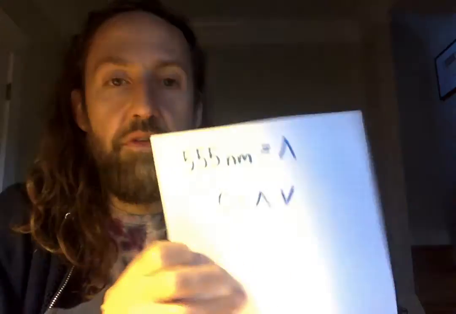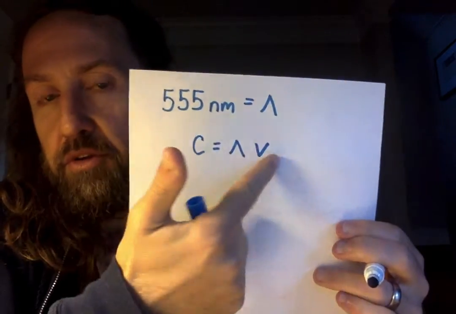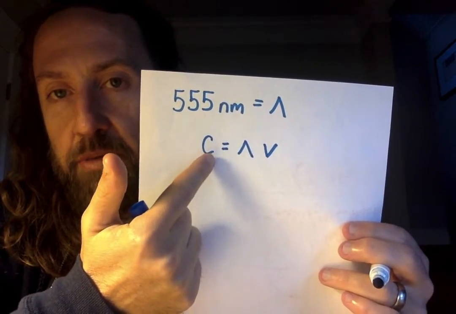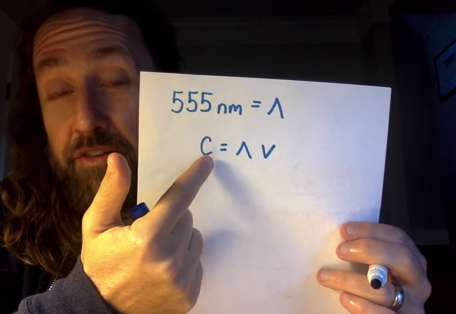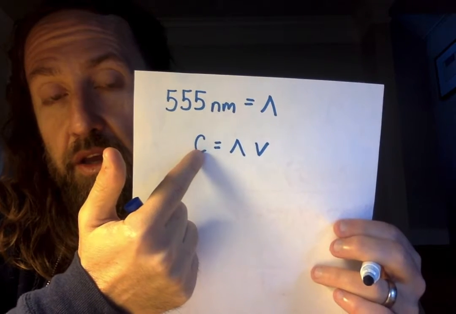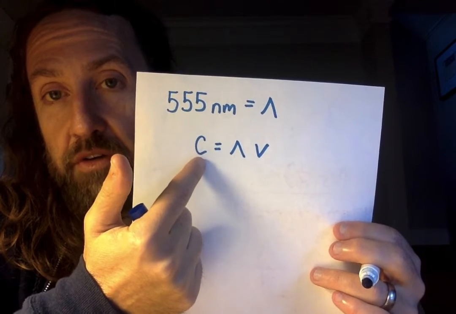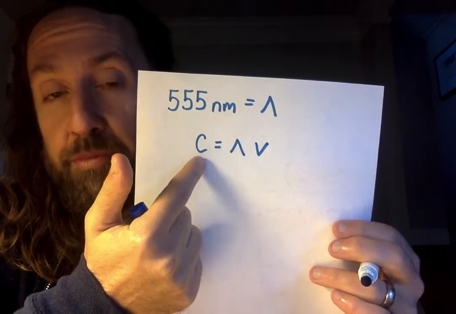So if I want to do a full run up on this, I've got a wavelength. The next thing I'm going to do is find the frequency. Now the formula that deals with wavelength and frequency is C equals lambda nu. That is the speed of any electromagnetic radiation in a vacuum, and that's always going to be 3.00 times 10 to the 8th meters per second.